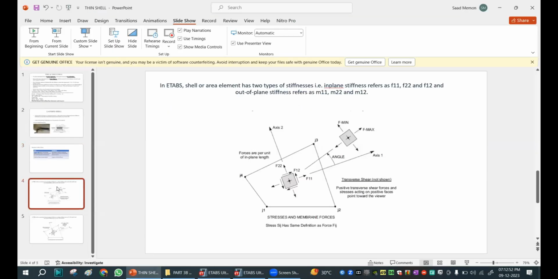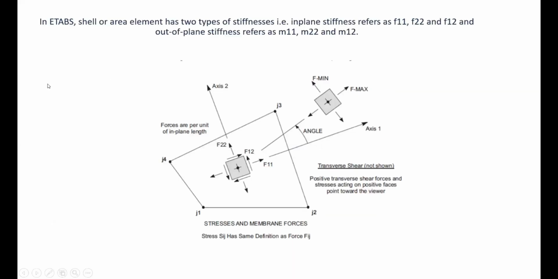I will go to the PPT. I will show here. Yes, just a second. Now, in ETABS, a shell or area element has two types of stiffnesses. One is in-plane stiffnesses and refers to F11, F22, and F12.